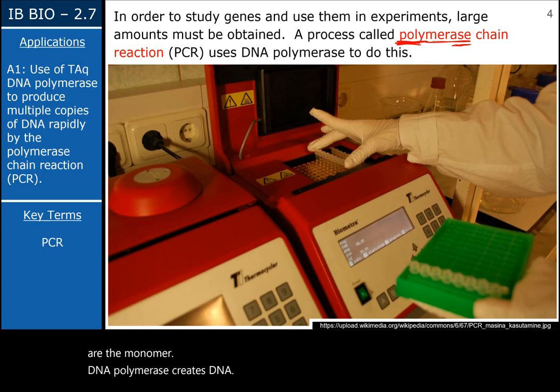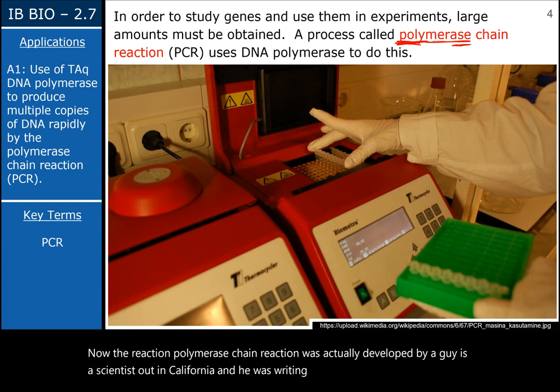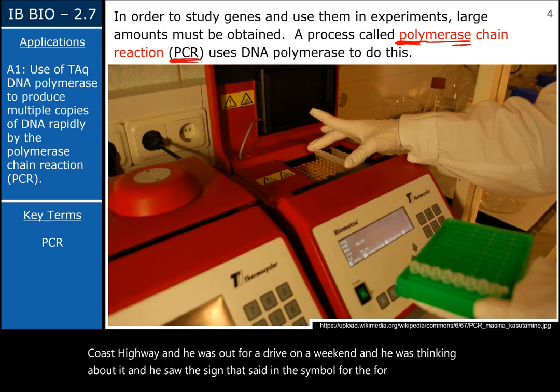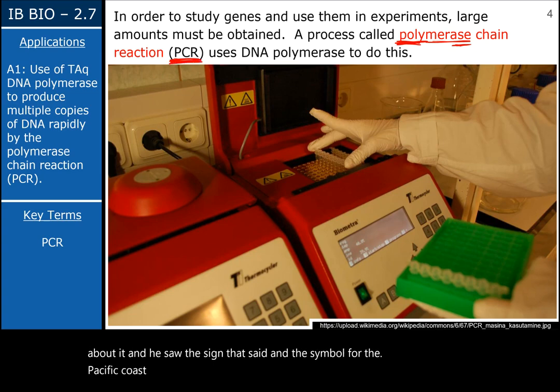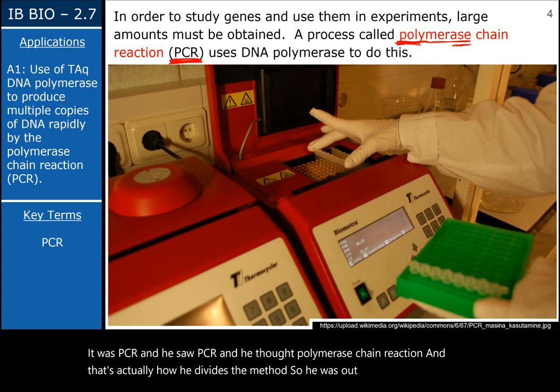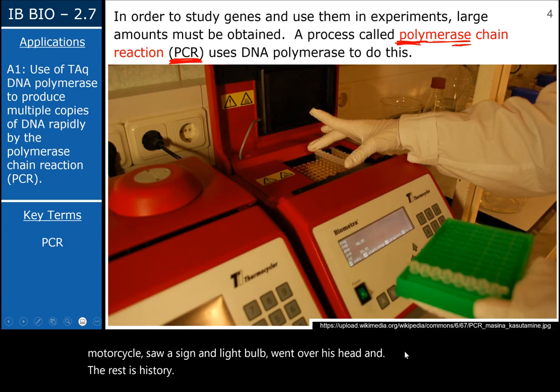Now, the polymerase chain reaction was actually developed by a scientist out in California, and he was riding his motorcycle on the Pacific Coast Highway. He was out for a drive on a weekend, thinking about it, and he saw the sign, the symbol for the Pacific Coast Roadway. That's what it was. It was PCR. And he saw PCR and he thought polymerase chain reaction. And that's actually how he devised the method. So he was out cruising on his motorcycle, saw a sign, and a light bulb went over his head, and the rest is history. So not all discoveries are in the lab.